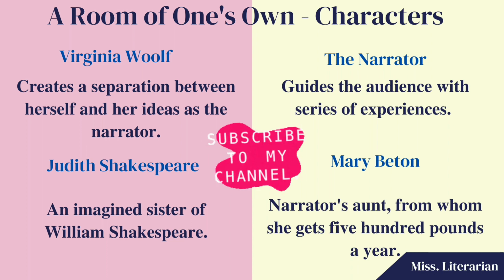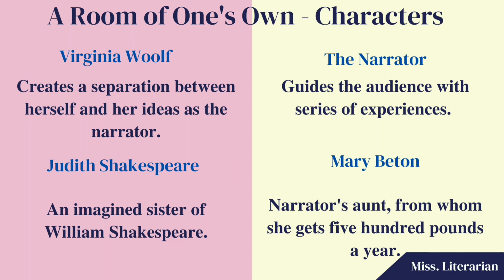The next character is Mary Beaton, who is the narrator's aunt. Mary Beaton's death has afforded the narrator a generous allowance of £500 a year. With this sum of money, the narrator lives a comfortable life in order to pursue her writing career, and this financial security has made her realize the importance of money. She says that if women do not have financial security, then they would suffer, ending up in intellectual, creative poverty and material poverty.